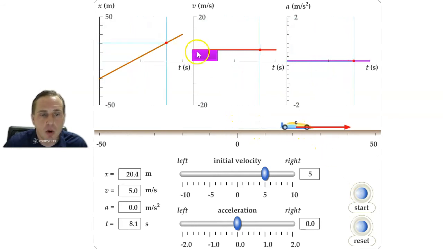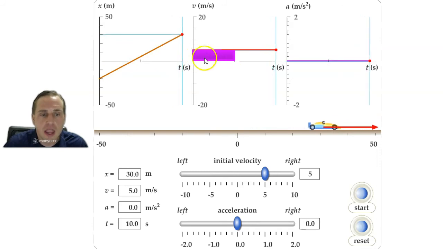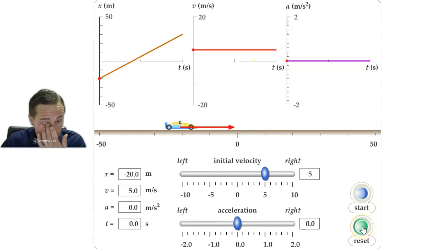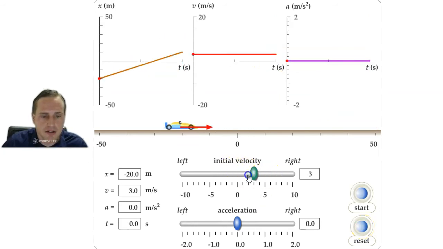And notice, what about the area under the curve? Well, the area under the curve is best defined as the area under the velocity versus time graph, and that's going to be the displacement of the car as it moves along. Okay, so that's the basic idea. The integral here is going to be thought of as the area under the velocity versus time graph.